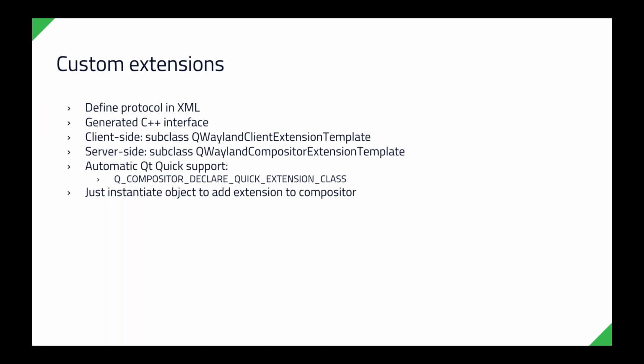So the last part, I'll just explain about custom extensions, how you can create your own, or sort of give you an idea of how it works, or what you have to do. So first you need to define the protocol. You do that by writing XML. You have interfaces with the events and requests. Then you use this XML file to generate a C++ interface.